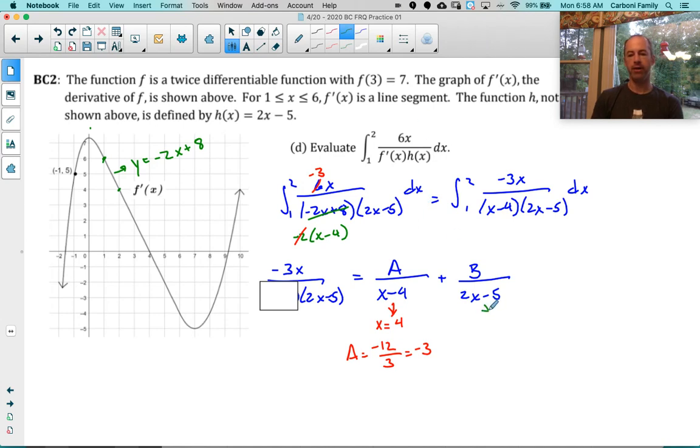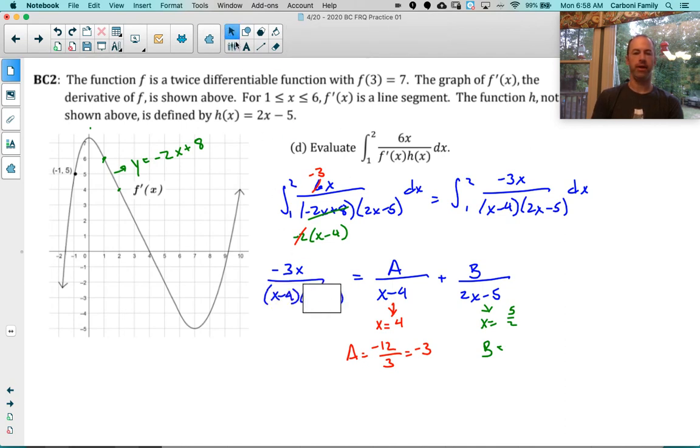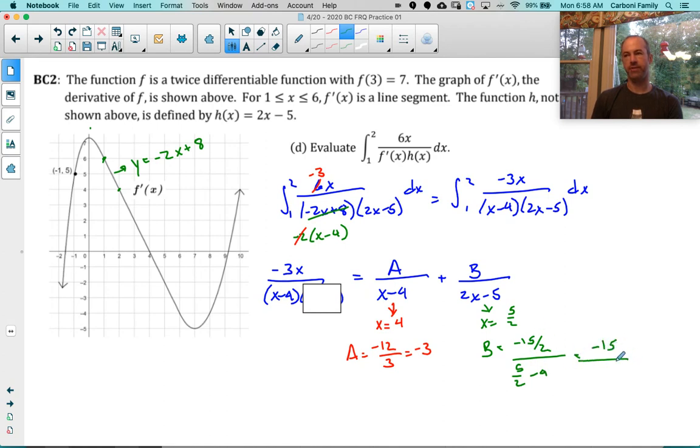Under B, I noticed that if I plug in 5 halves for x, I'll get a 0 in the denominator. And so B is going to equal, I'm going to take my box here, cover up my B factor, and plug 5 halves into what's left. So that's going to be negative 15 over 2 divided by 5 over 2 minus 4. And so I'm going to multiply top and bottom by 2. That's going to be negative 15 over 5 minus 8, which is negative 15 over negative 3, which ends up giving me a B value of 5.